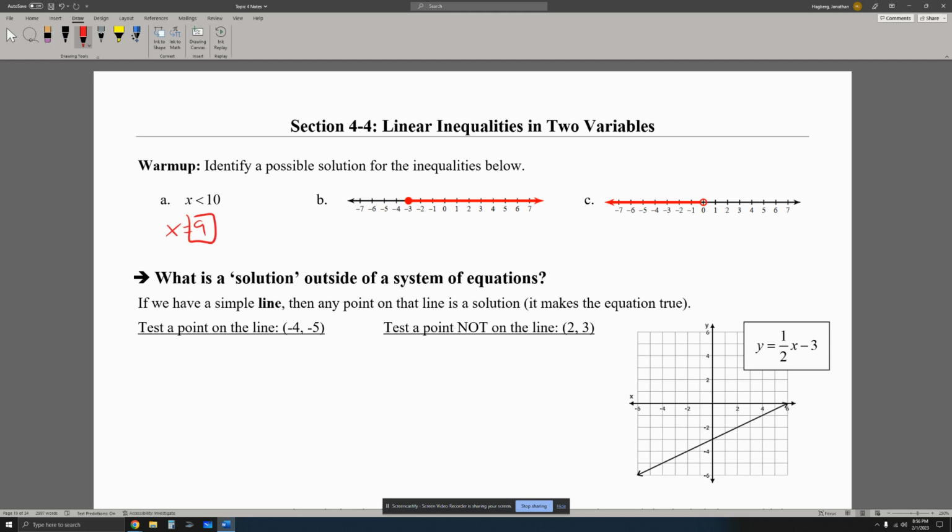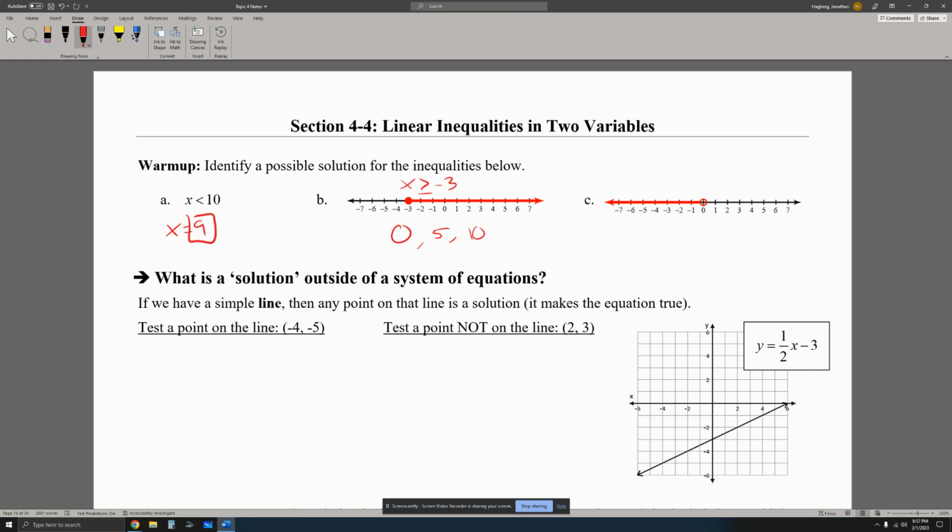For part B, here we have all of the values greater than or equal to -3. The inequality here would be x greater than or equal to -3. So solutions to this could be anything on the right-hand side here, anything shaded in red. So 0, 5, or even something like 1 million. I'll say 10. All right.